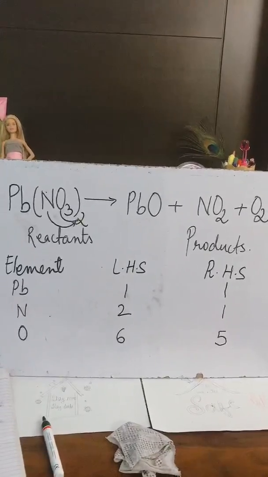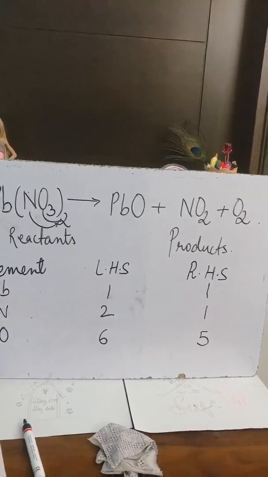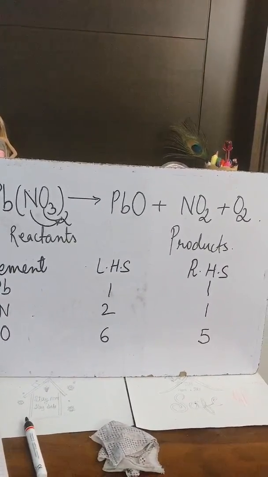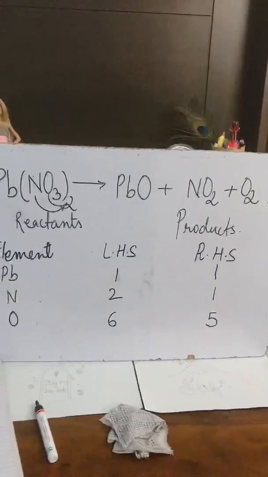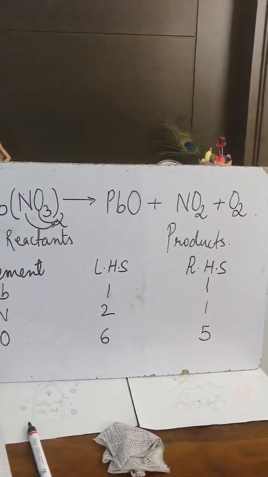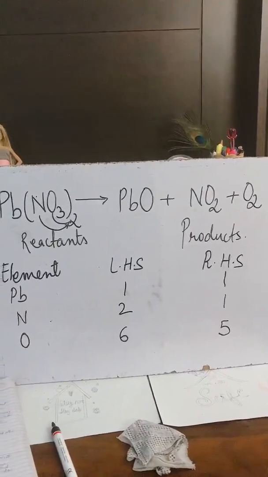6 oxygen on the left hand side and 5 oxygen on the right hand side. How come? You can count that PbO has 1 oxygen, then nitrogen dioxide has 2 oxygen, and then the other has 2 oxygen. So in total it is 5 oxygen. You can easily count.